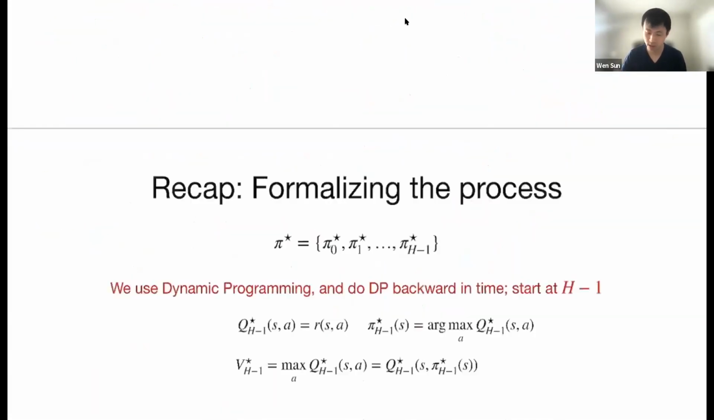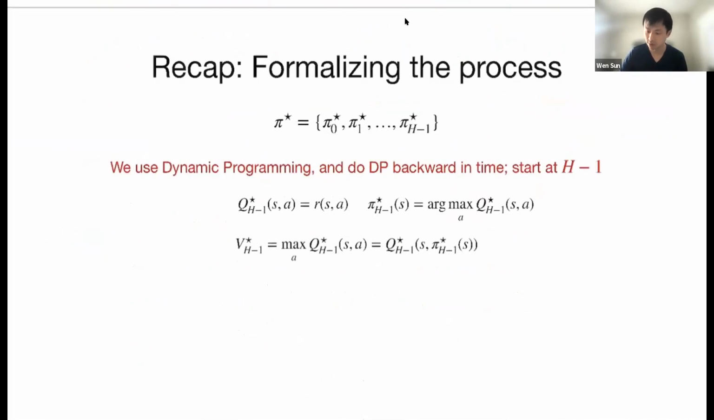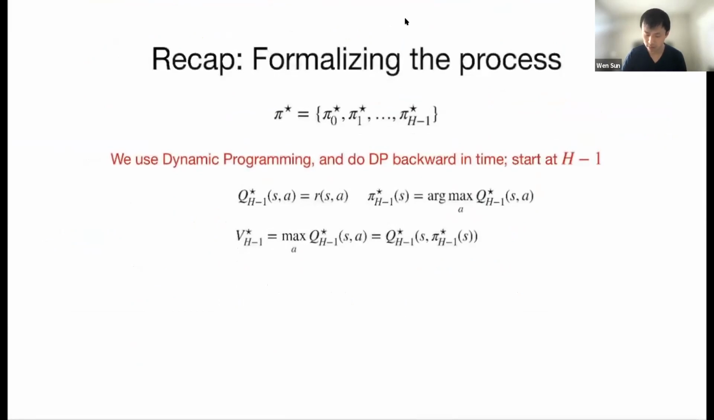Now of course we can formalize this problem. This is basically what we did. We started from capital H minus 1, and we argued that Q star capital H minus 1 is just equal to the reward function, because this is the last time step. There's no long-term effect you can reason about. You take one action, you're done. And the optimal policy is just a very myopic policy: focus on the current reward function and optimize it.